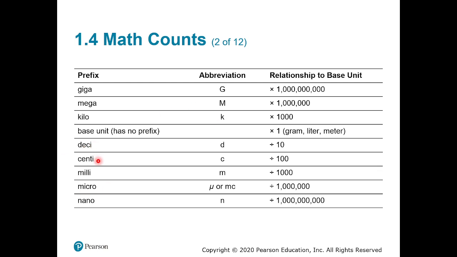Okay. Centi, like centimeter. Anybody heard of a centimeter before? How many centimeters are there in a meter? 100. Same root word as century, by the way. Cent. Okay, or cent as in money, right? A penny is a cent. There's 100 of them in a dollar. Milli.